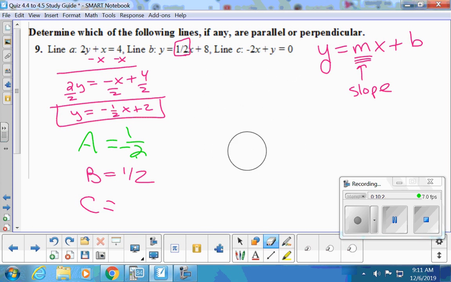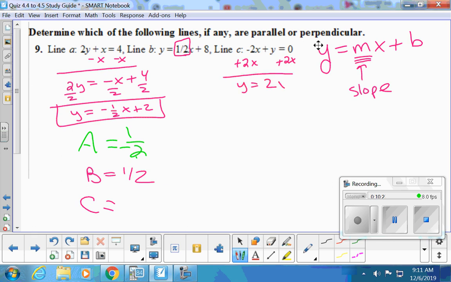Solve for y involves adding 2x to both sides. So you'll have y equals 2x. So line C, slope is 2. So if you stand back, nobody's parallel. Nobody has the same slope. But A and C have negative reciprocal slopes. So you just make the statement A and C are perpendicular.